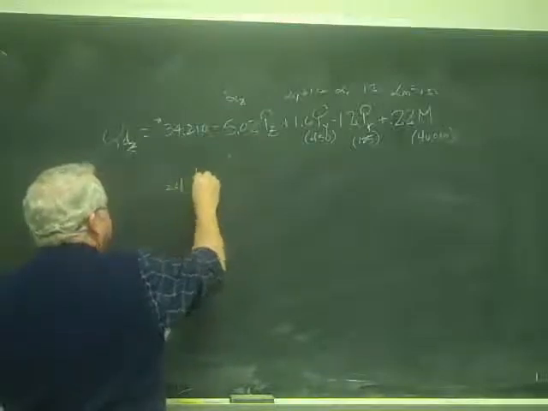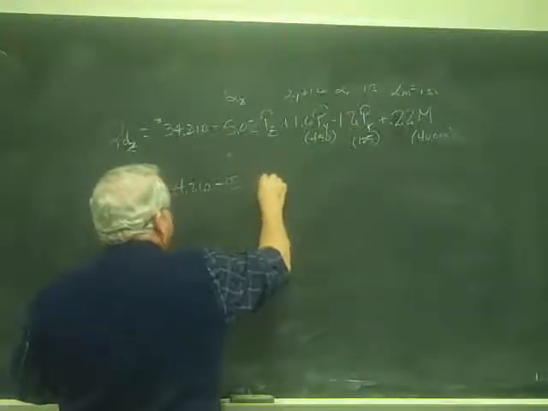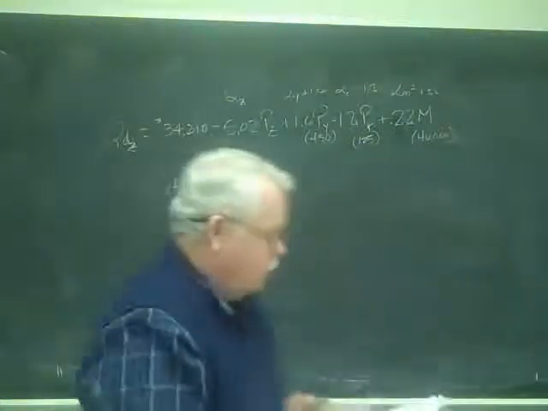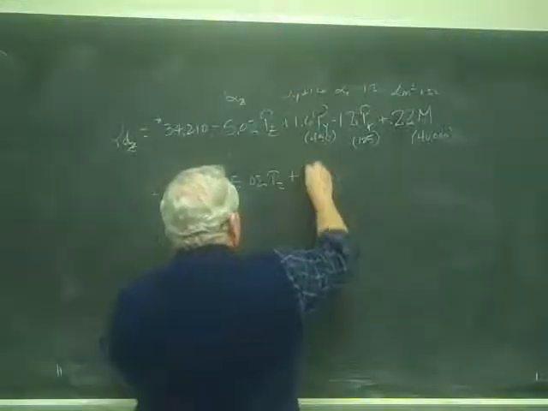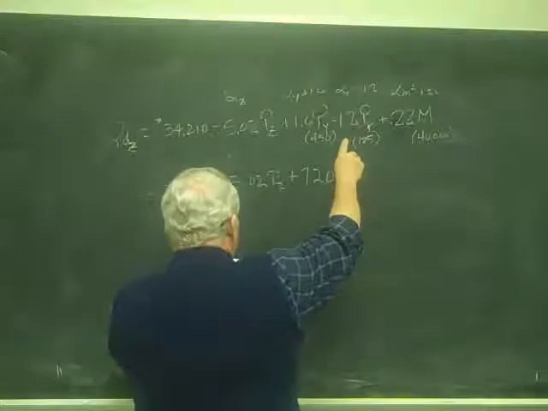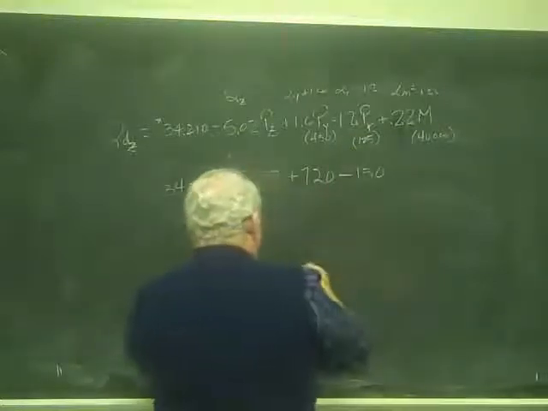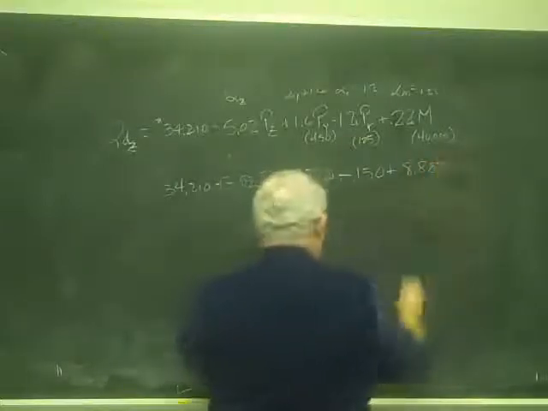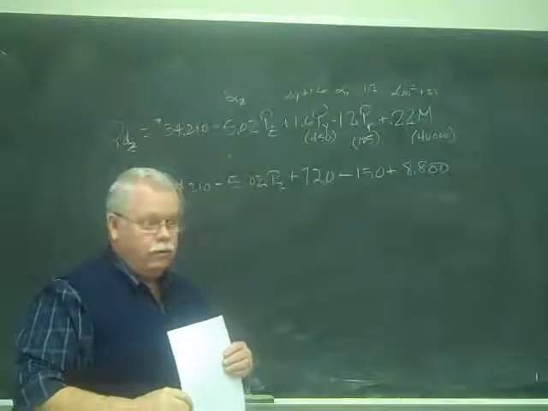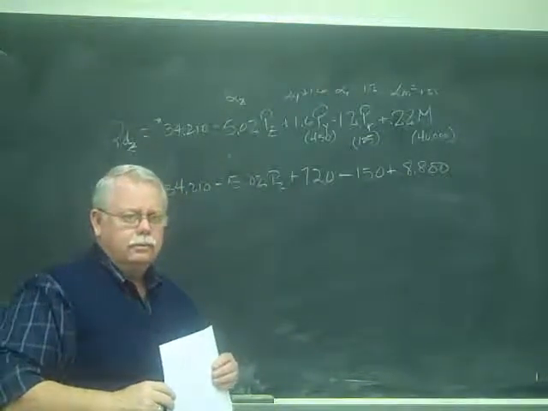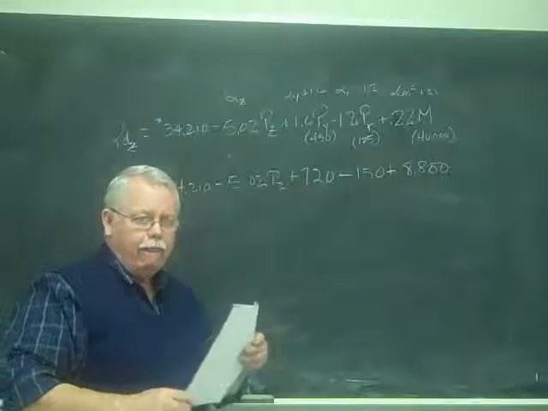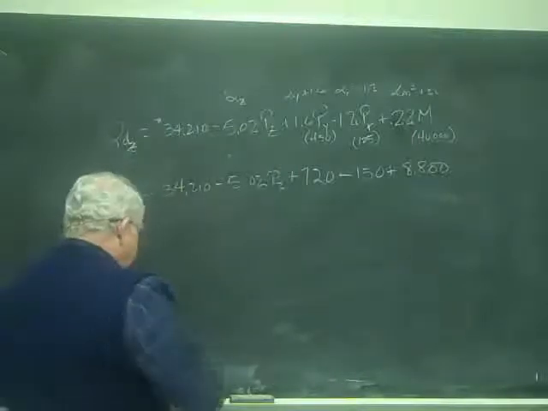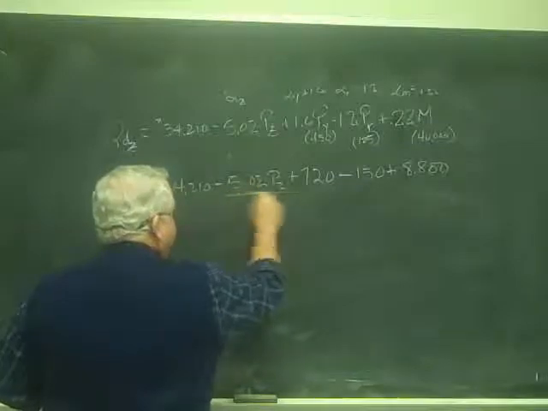So you plug all those things in, and you're going to get something like this. 34,210 minus 5.02 PZ plus 1.6 times 450, which is 720, minus 125 times 1.2, which is 150, plus 40,000 times 0.22, which is 8,800. Okay so far? I thought maybe I did something wrong, I plugged in another number for PZ. Okay, this still has the price of Z in it.